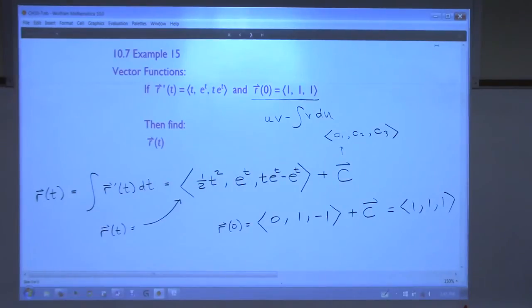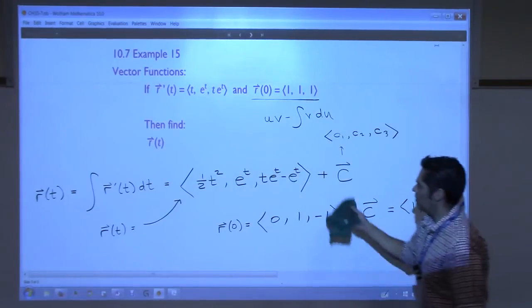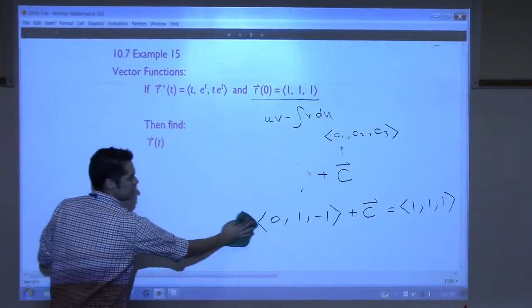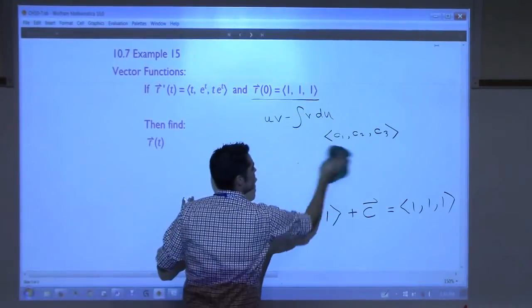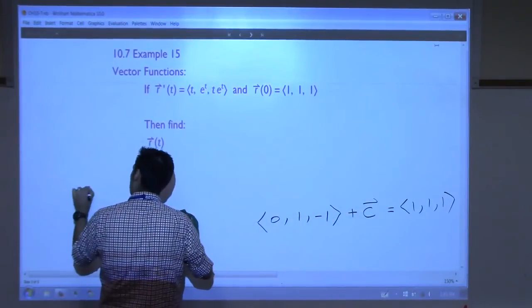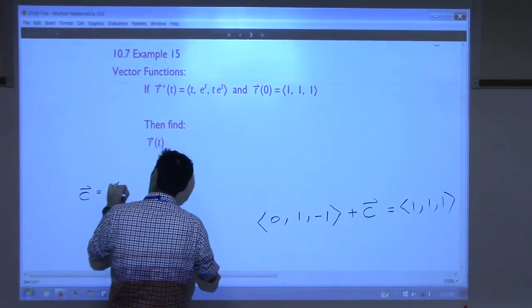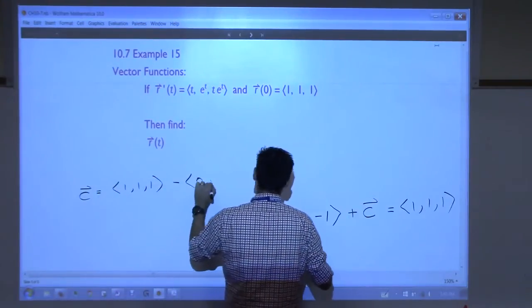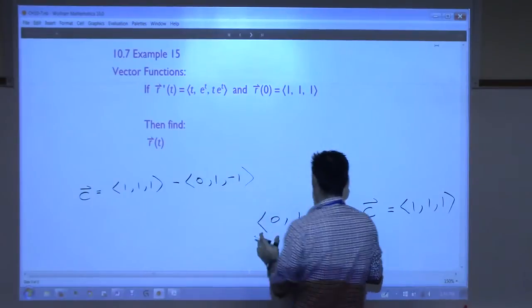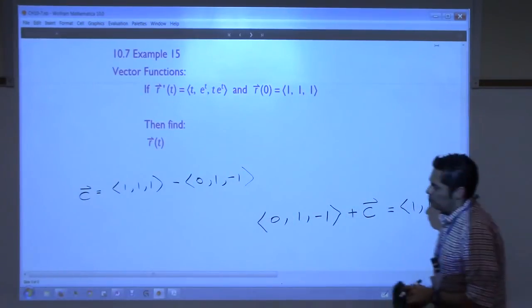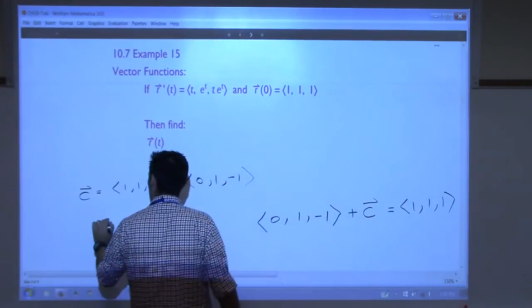Understand what I did there? Now solve for the constant vector. Don't you just subtract both sides of that equation? So the constant vector should be the 1, 1, 1 vector minus the 0, 1, negative 1 vector. So it's like you're subtracting both sides of this, which is what? 1, 0, 2?